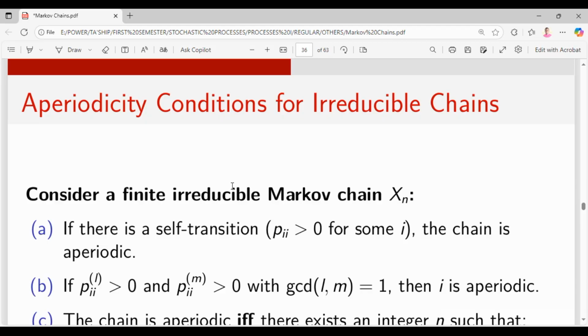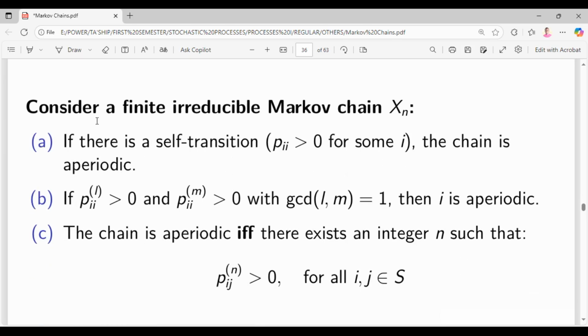Let's look at the periodicity condition for irreducible Markov chains. If there's a self transition in the Markov chain, then it is aperiodic. Also, the chain is aperiodic if and only if there exists an integer n such that the probability of moving from one state to another in n steps is greater than 0, as in there exists only one communicating class. If there's only one communicating class, then the Markov chain is said to be irreducible.